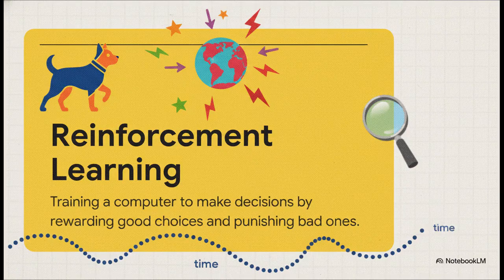So in the machine learning world, the dog is what we call an agent. You can think of it as the AI player or the program. And the world it's in is the environment. That could be a video game, a chessboard, or even the streets of a city for a self-driving car. The agent tries an action, and based on what happens, it gets a reward or a penalty. Its entire goal is just to figure out the strategy that gets it the most rewards possible.